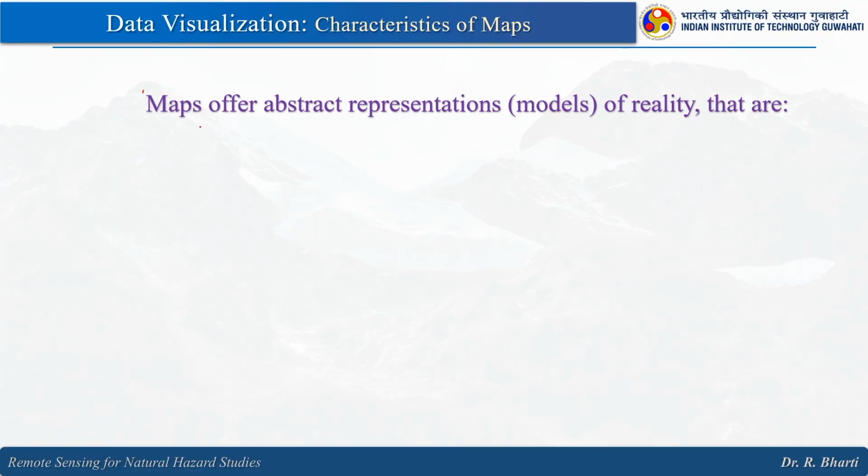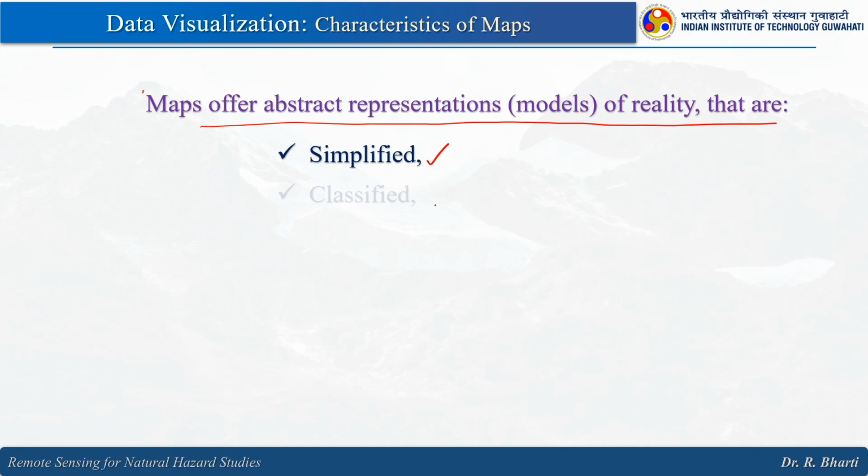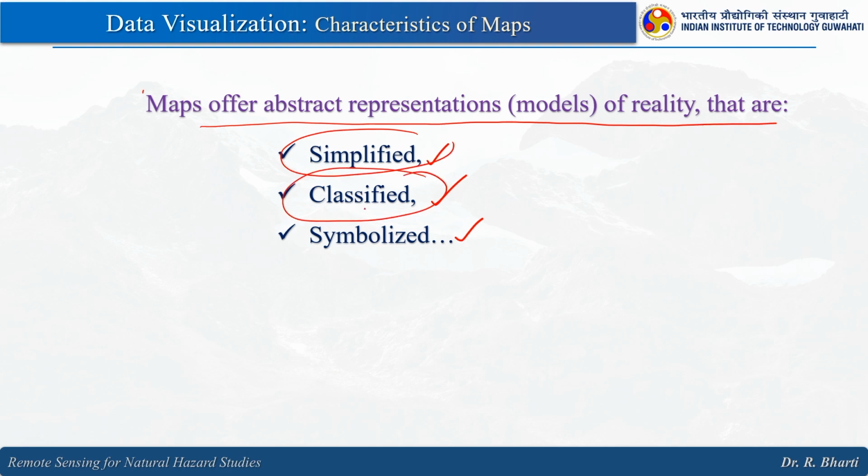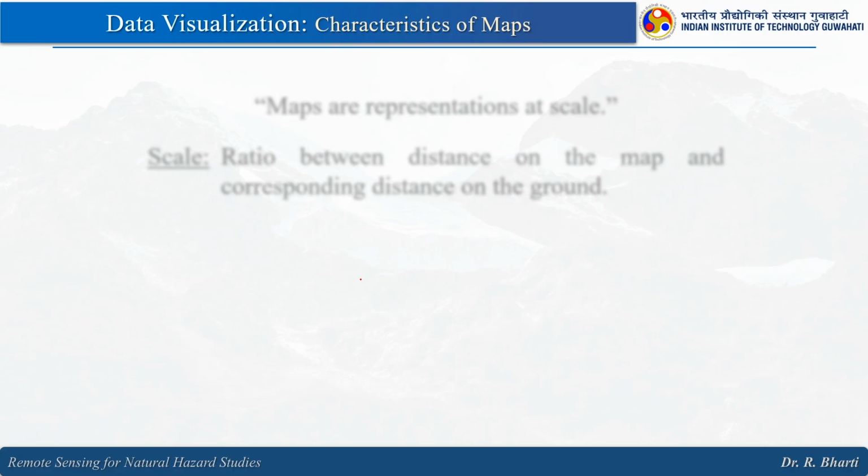So, maps offer abstract representation of reality that are simplified, classified and symbolized. This is how you are going to generate your image, whether it will be simplified, whether it will be classified, whether it will be symbolized. You will be able to understand in the next few slides.